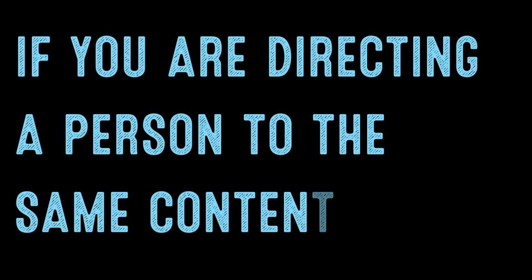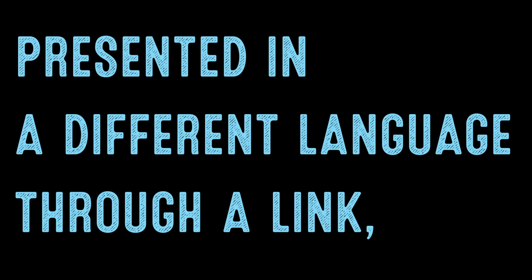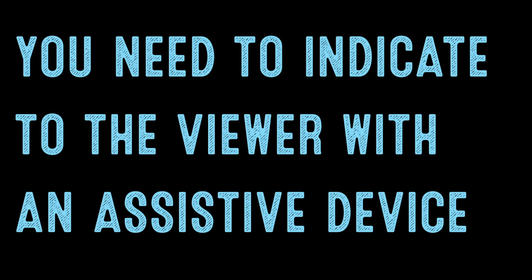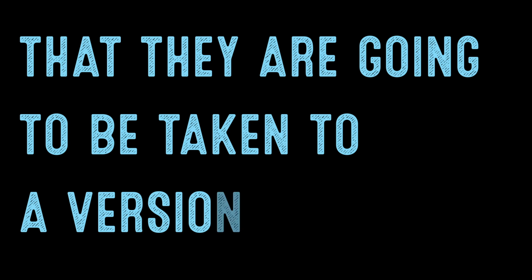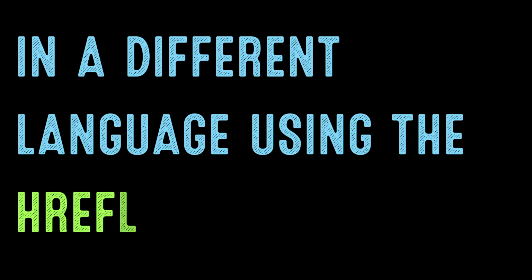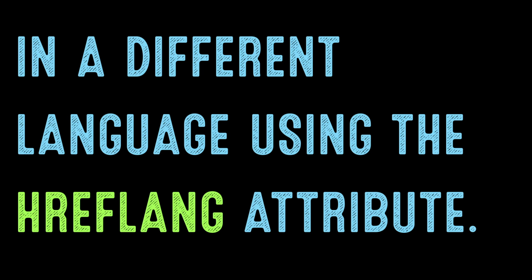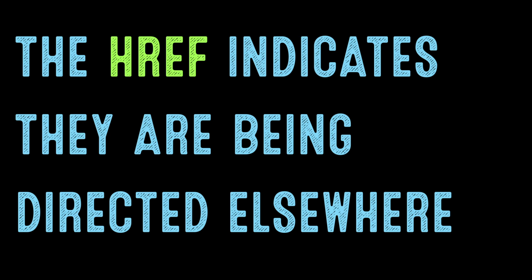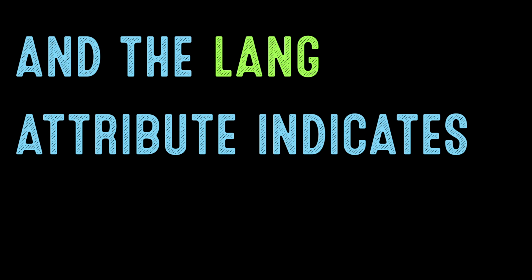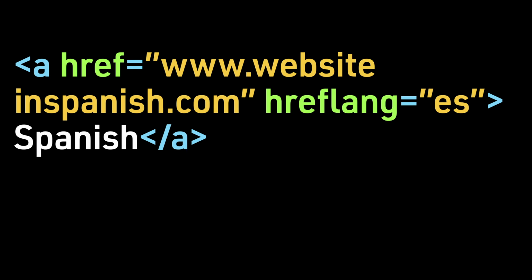If you are directing a person to the same content but presented in a different language through a link, you need to indicate to the viewer with an assistive device that they are going to be taken to a version of the site in a different language using the hreflang attribute. The href indicates they are being directed elsewhere, and the lang attribute indicates the language. A opening tag, href equals www.websiteinspanish.com, in quotation marks, hreflang equals ES, in quotation marks, Spanish, end link.